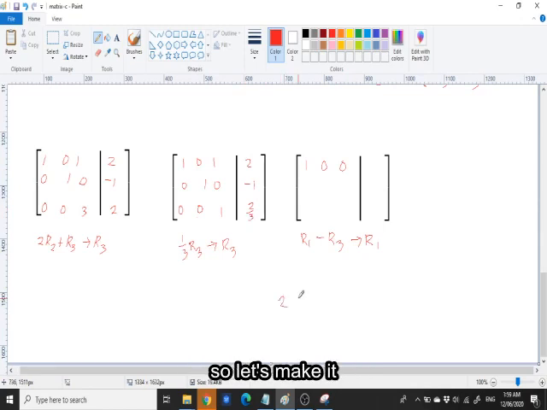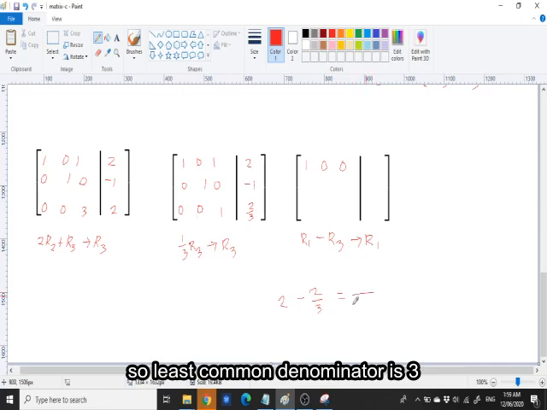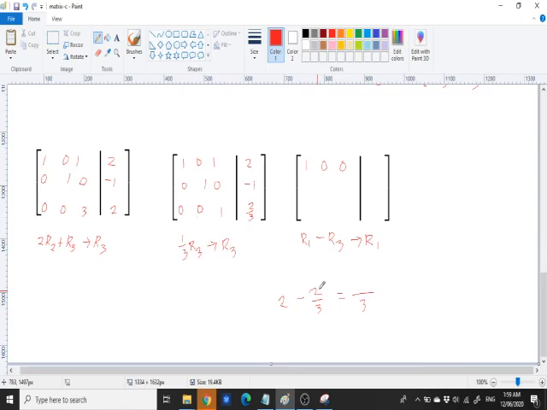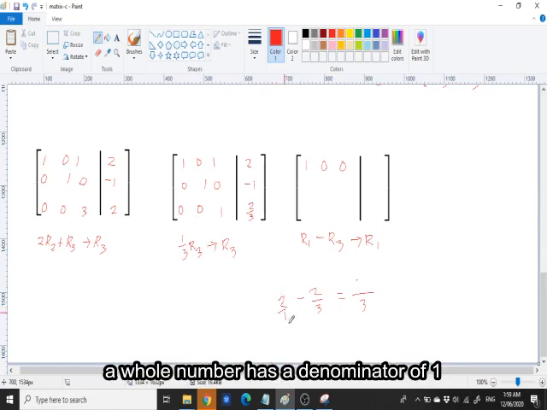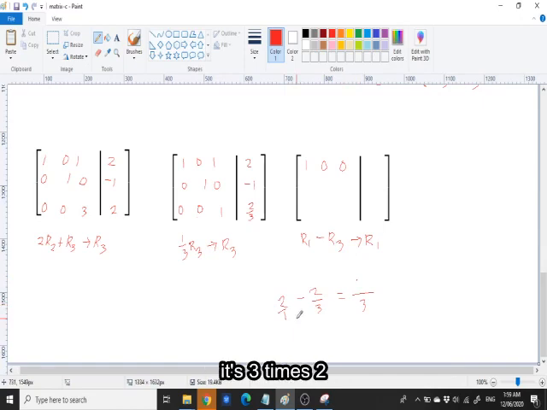So let's solve it. The common denominator is 3. So how do you do this? Right? Of course the whole number has a denominator of 1. 3 divided by 1 is 3 times 2 is 6, which makes sense because 6 divided by 3 is 2. And then copy. 6 minus 2 is 4/3. So 4/3.